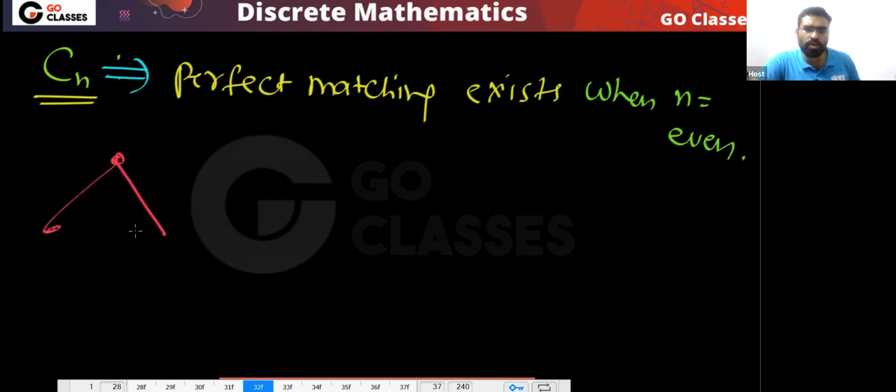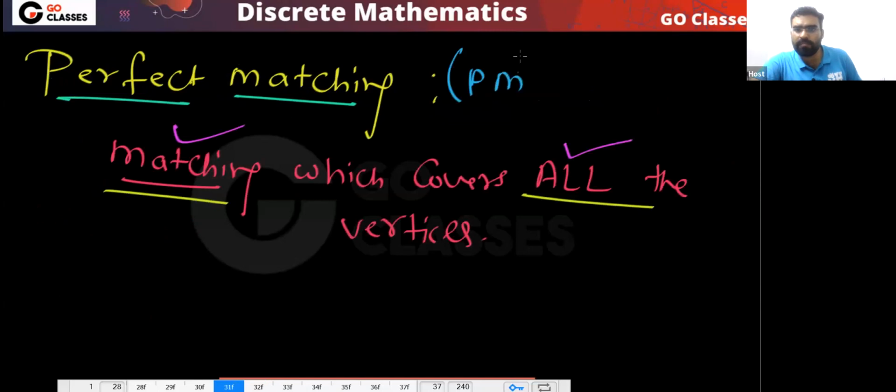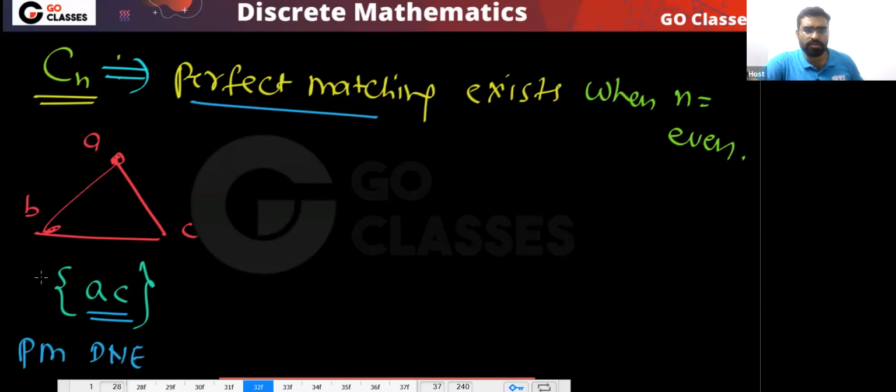For example, in this A, B, C, there is no perfect matching, because if you take, for example, AC, now you cannot take anything else. So the perfect matching does not exist, whatever you do. Let me call perfect matching PM in short. So PM does not exist.